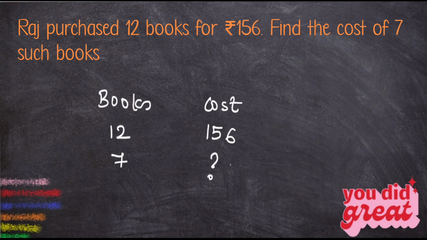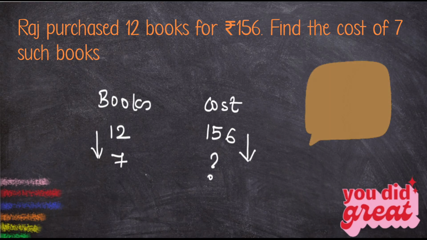So now you have to think logically that the books are coming down, the quantity of books is coming down. So what will happen to the cost? The cost is going to come down, right? The number of books is coming down, that means the cost is also going to come down. So in which topic will it go? Will it go in the direct proportion or will it go in the inverse proportion? Very good, it is going to go in the topic direct proportion.